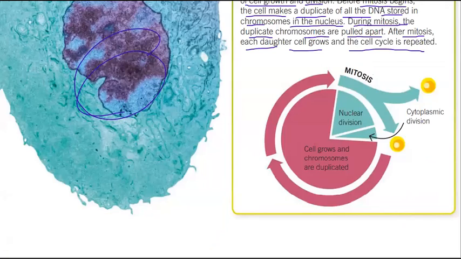So what is mitosis here? A small picture helps us understand cytoplasmic division and nuclear division, and how the cell grows and chromosomes are duplicated. This is what we observed about mitosis.